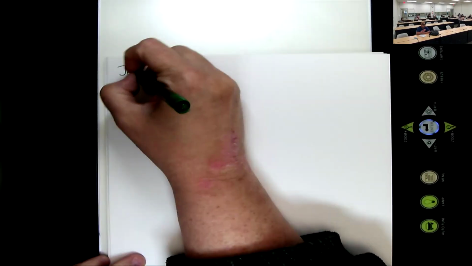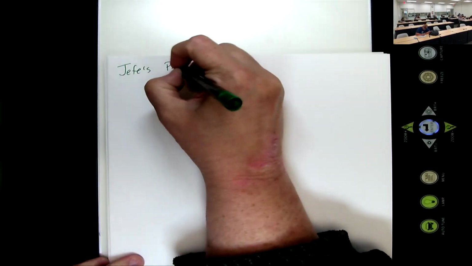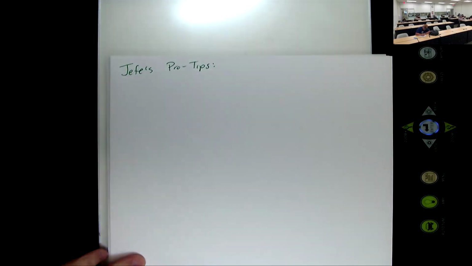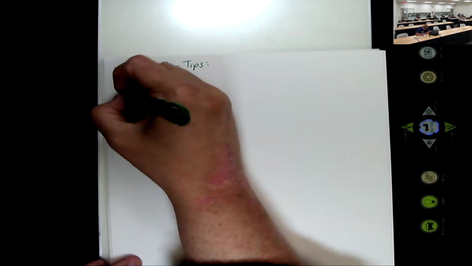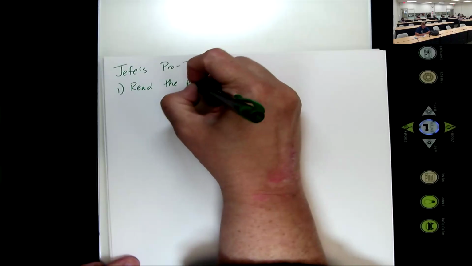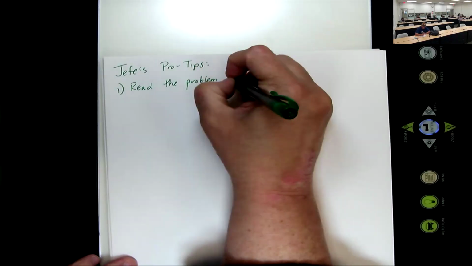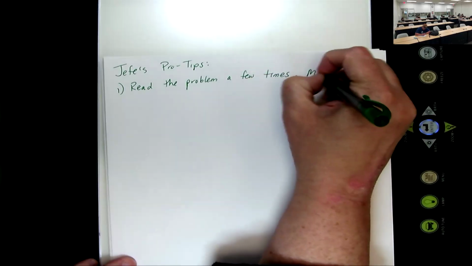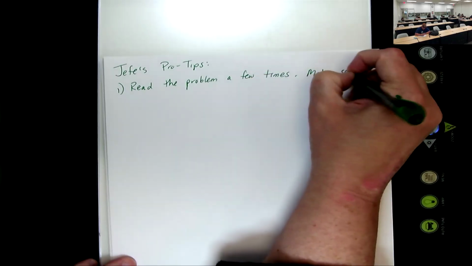So, I'm gonna give you some pro tips, because with two samples, it makes it a little bit more challenging. So these are FA's pro tips. First off, read the problem a few times. Make sure you understand what it's asking.